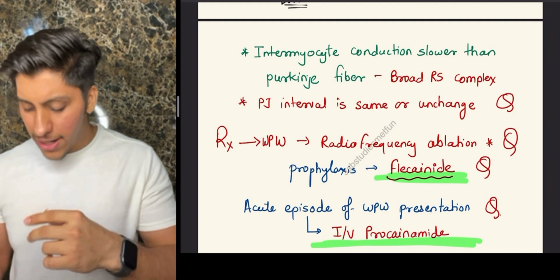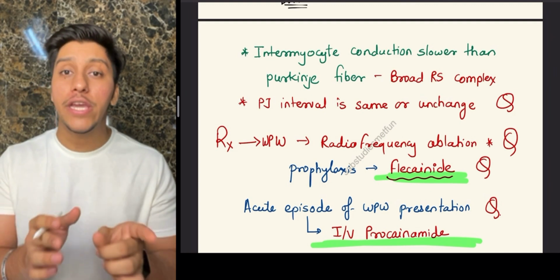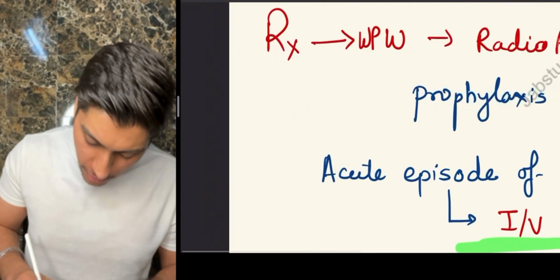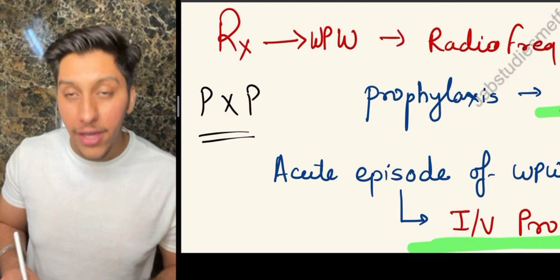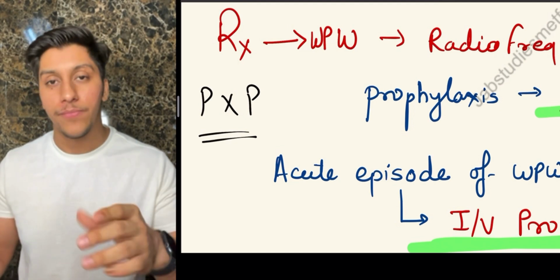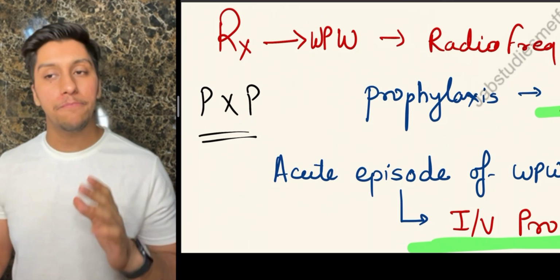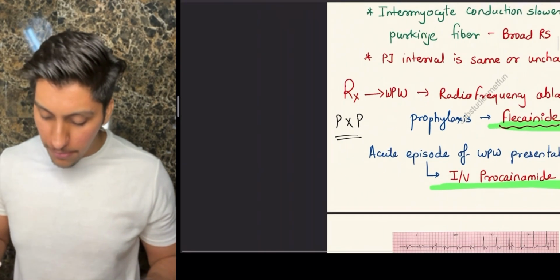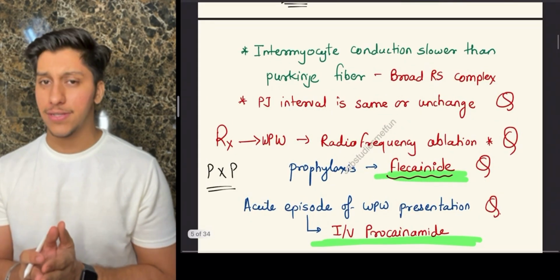So how do you remember? They're kind of the same words. How do I remember? It is P, not P. P is for prevention. Prevention is going to be flecainide and not procainamide. And acute management is going to be IV procainamide. So that is how you have to remember. This is the condition of Wolff-Parkinson-White.